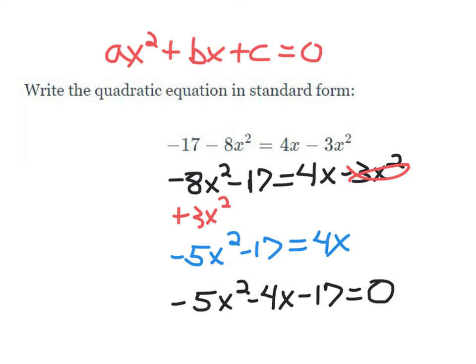Okay? So you can see in the original, I just moved this 4x over, and since there wasn't another x to combine it with, it became negative 4x over here. The negative 3x squared got combined with the negative 8x squared and put it at negative 5x squared because we added 3x squared to both sides, okay? So this is the standard form, or this is writing this quadratic equation in standard form, ax squared plus bx plus c equals 0. And that was written from this original.